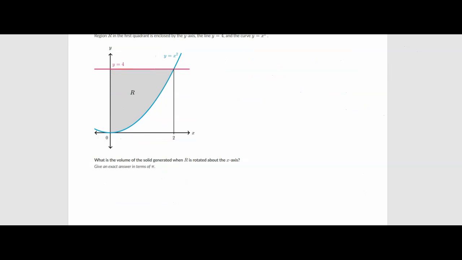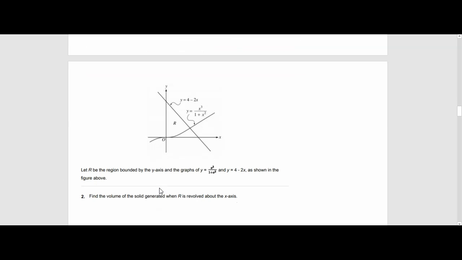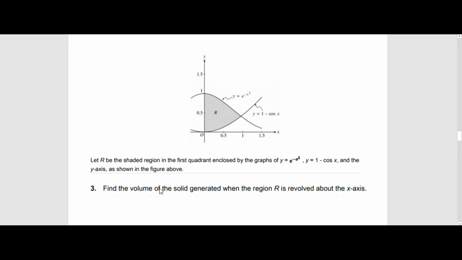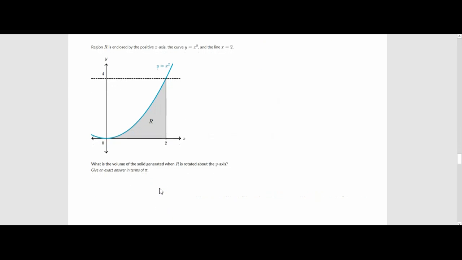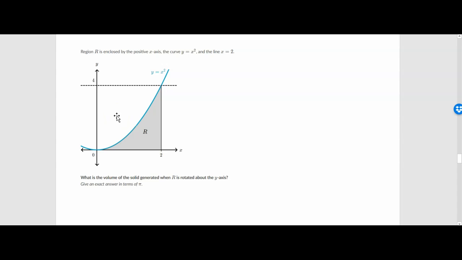So let's get rid of this. And let's do an example where we revolve around the y-axis. Going right here. Okay. So it says region R is enclosed by the positive x-axis, the curve y equals x squared, and the line x equals 2. What is the volume of the solid generated when R is rotated about the y-axis? Well, if it's being rotated about the y-axis, that's a giveaway that our integral needs to be in terms of y rather than x. It says give the exact answer in terms of pi, so this one would be completely by hand as well. Okay.